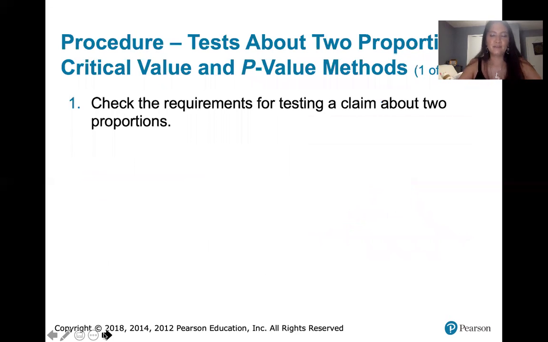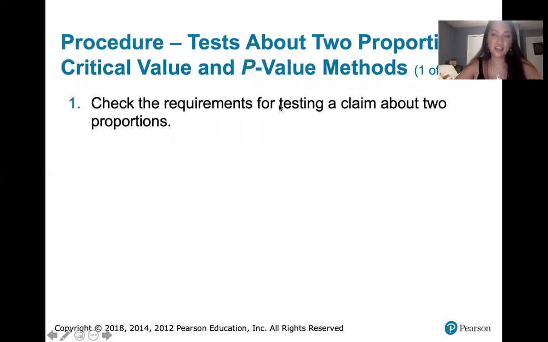Okay, so now we've talked about sampling distributions for sample proportions and their properties, and how the sampling distributions for sample proportions lead to distributions for differences between two sample proportions. And we know the mean, and we know the expected standard deviation of that difference between two sample proportions. Now that we understand that, we're ready to talk about the procedure for conducting a hypothesis test involving two proportions using the critical value method or the p-value method.